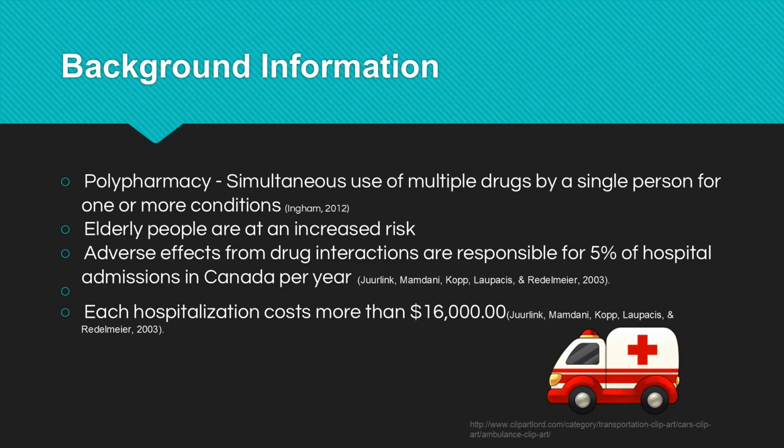As people age, biological changes in the human body result in an increased potential for illness and disease. Since the elderly are at a higher risk of having multiple conditions, they are also more likely to be taking multiple medications to control symptoms and progression of disease, and therefore more likely to experience adverse drug interactions. Adverse effects from drug interactions are responsible for up to 5% of hospital admissions in Canada per year, at a cost of more than $16,000 per hospitalization.